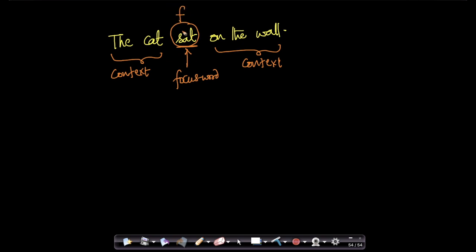Let's call a focus word f. F here doesn't mean a function, it means a focus word. This is context word 1, context word 2, context word 3, context word 4, context word 5. So context words are words which are surrounding a focus word, right? Similarly, if I take cat as my focus word, the, sat, on, the wall become my context words. We will use these definitions of context word and focus word to build the Word2Vec structure.